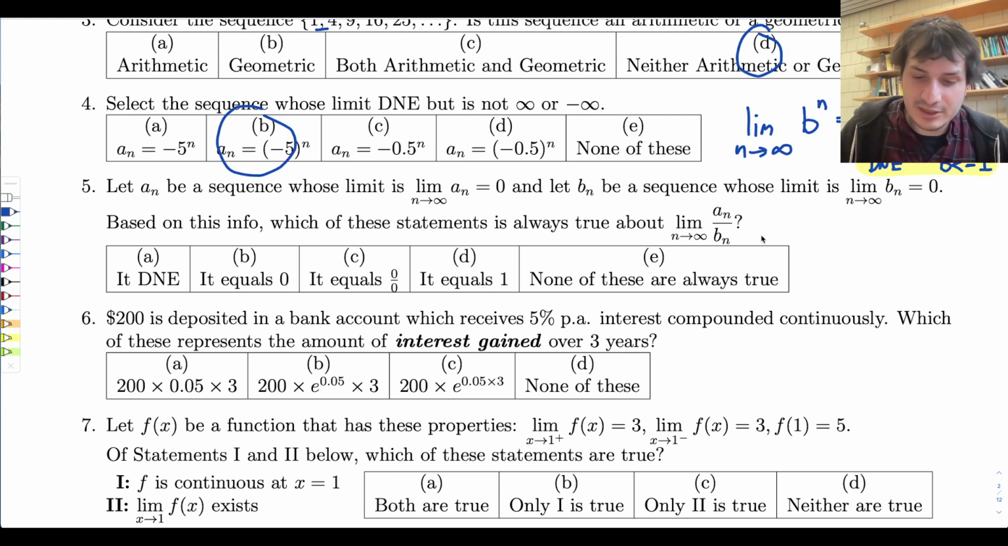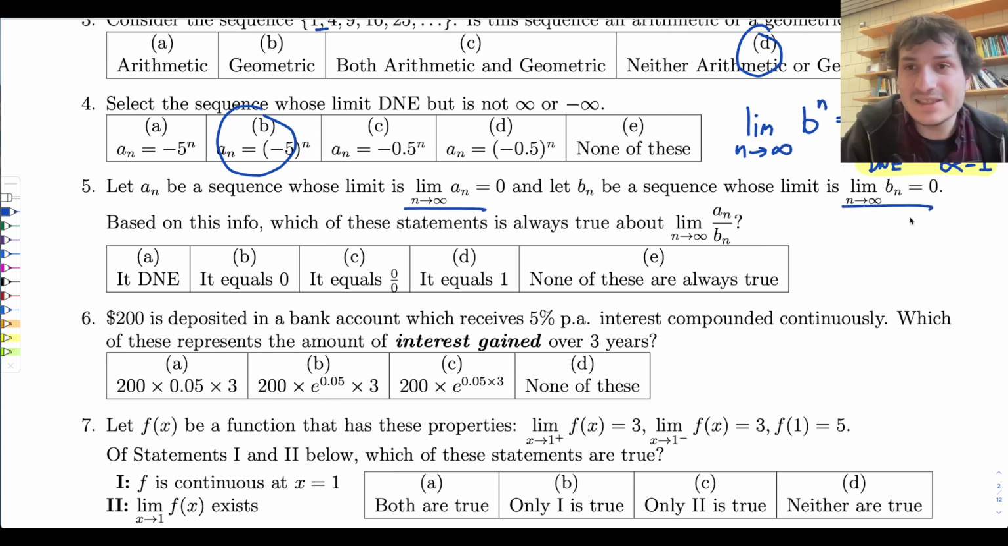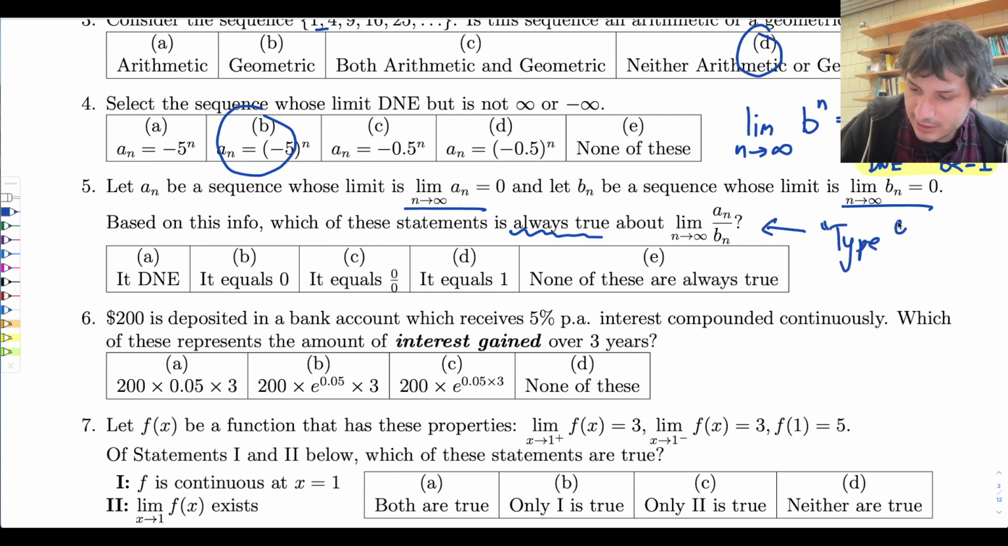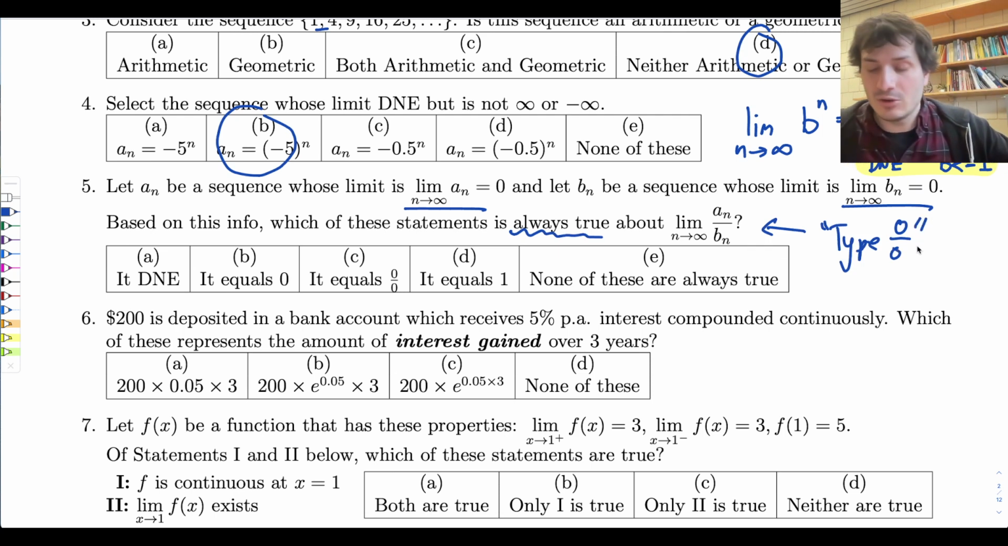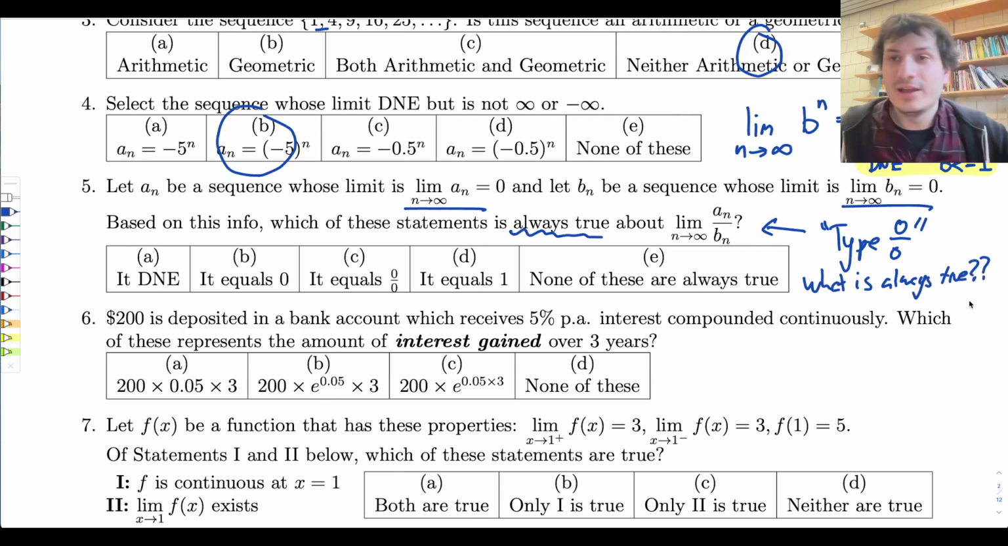And this is basically saying the limit of the a-n's is 0, the limit of the b-n's is 0. Based on this information, what is always true about limit of a-n over b-n? This is essentially asking you, when you have a type 0 over 0, this is definitely type 0 over 0, what is always true? So it is definitely a type 0 over 0. The limit of the a's are 0. The limit of the b's are 0. And what is always true?